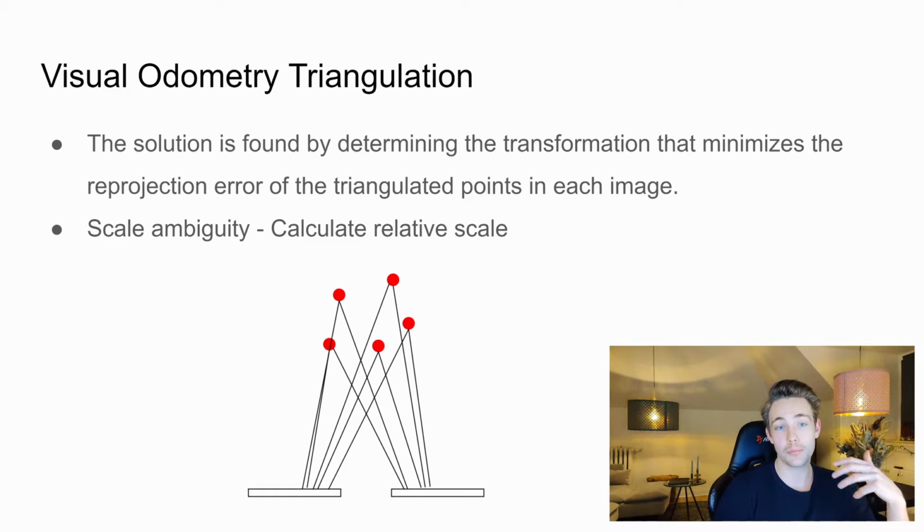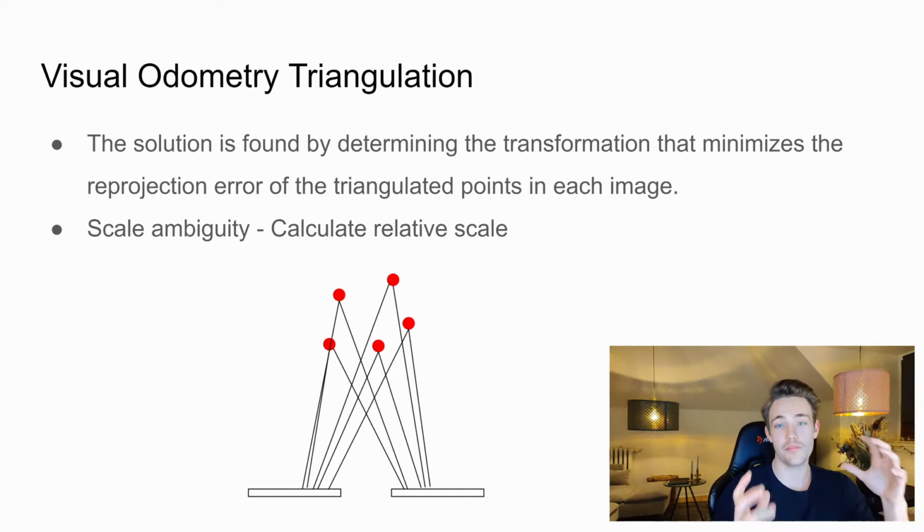But when we're using a monocular camera, in this case here, we don't have any information about the depth, but we still see the same point from two different viewpoints, so we still have some information about the depth. But we will have something called scale ambiguity that we need to take into account when we're using monocular visual odometry.